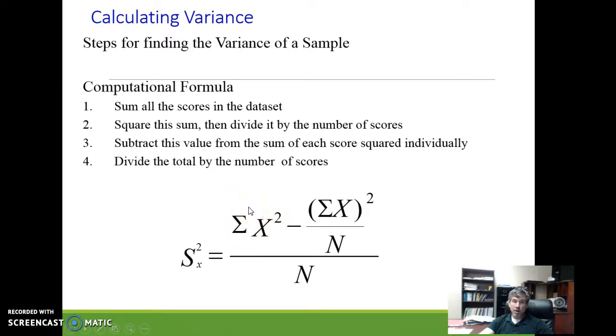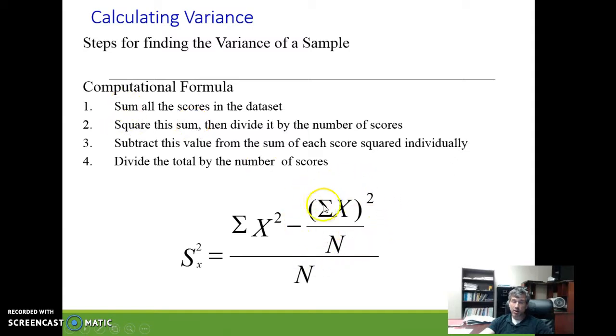A very common mistake is for people to either reverse how they're supposed to calculate these or calculate both of them the same way. Those parentheses are crucial. Make sure you're accounting for them. When sigma x is in the parentheses, we add up all the x's first, then square them. When sigma x is not in parentheses, we square all of the x's, the scores, first, then we add them up.